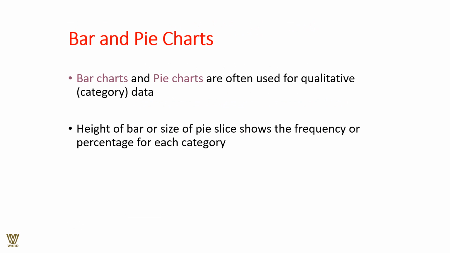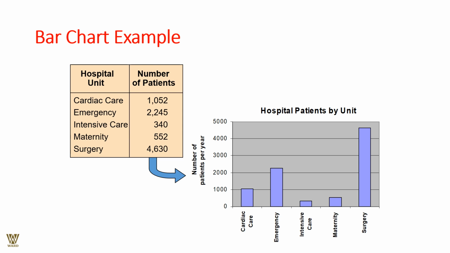This is a frequency distribution. We can have the pie and the bar chart. The bar chart and the pie chart are often used for quantitative or qualitative data. The height of the bar or the size of the pie slice shows the frequency or the percentage of each category. Yes, this is a slide which can reflect the data. Similarly, I have just utilized the hospital data that was presented and reflected it in a graphical format.